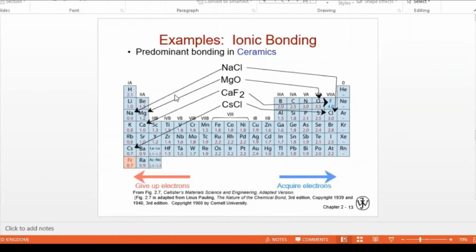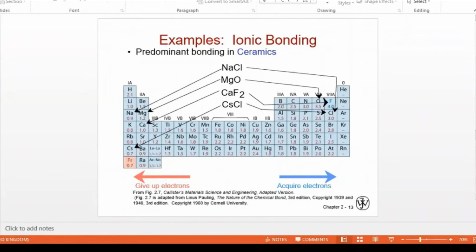So there are a few examples. NaCl. On this side we have Na, which has 1 electron to give, and this side I have Cl, which also needs 1 electron, so they will form NaCl, right? And there you see Mg, which will lose 2 electrons, and O, which will gain 2 electrons, so that will form MgO, right?